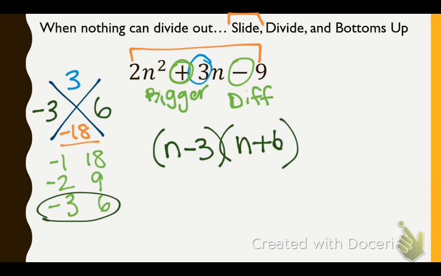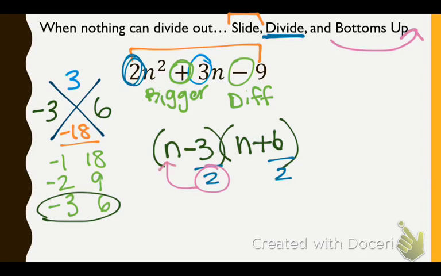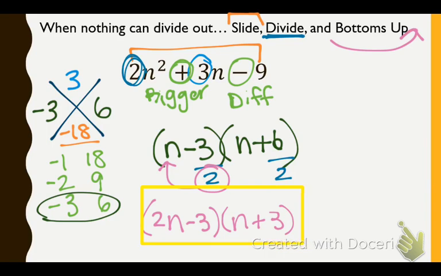But we have not done the second half. Because there's a number up here, we have to do slide, divide, and bottoms up. So we're going to divide by our a term. We always divide by our a term. Alright? So then, when we divide, we bottoms up. Okay? So we take what doesn't go in. So 3 and 2. They're not divisible into each other. So we take 2 and bring it to the front. So 2n minus 3. And then 2 does go into 6. So n plus 3. That's our final answer.